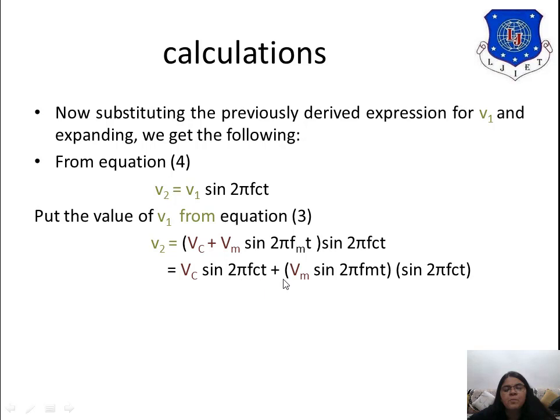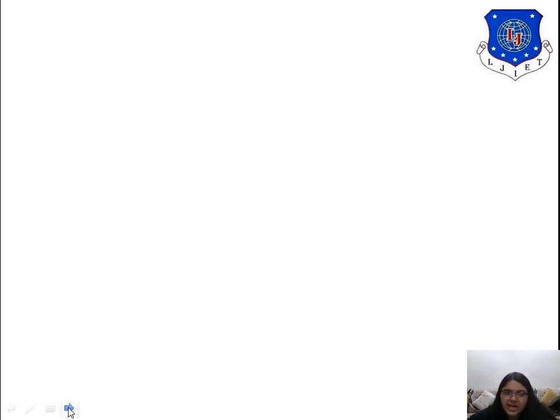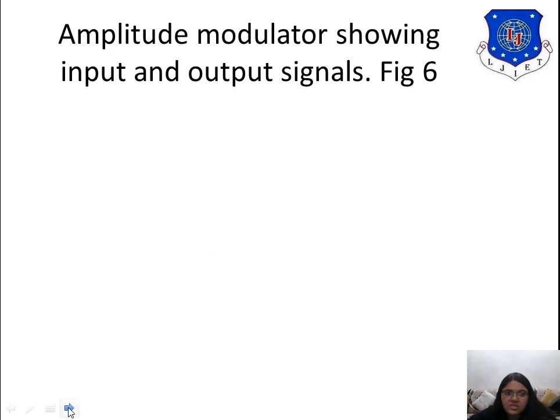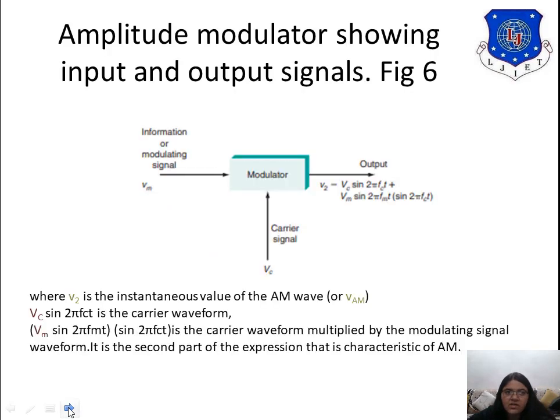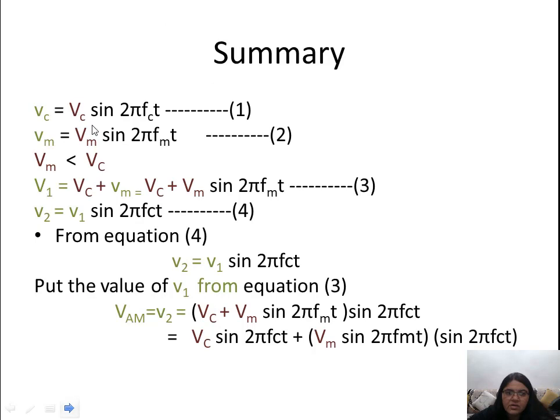Put the value of Vm over here, so it is Vc plus Vm sine 2 pi fmt. V2 is equal to V1 sine 2 pi fct. So now VAM is equal to V2, equal to Vc sine 2 pi fct plus Vm sine 2 pi fmt into sine 2 pi fct. So again we know that VAM is equal to this.